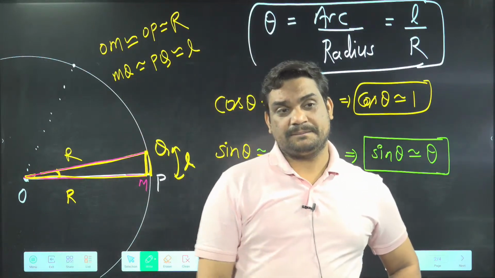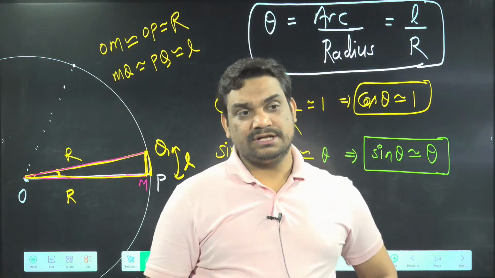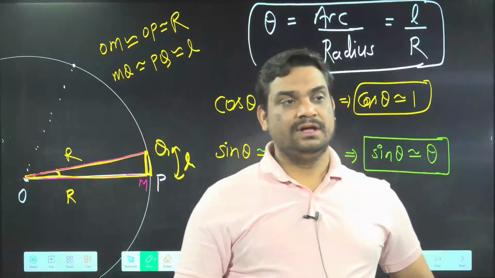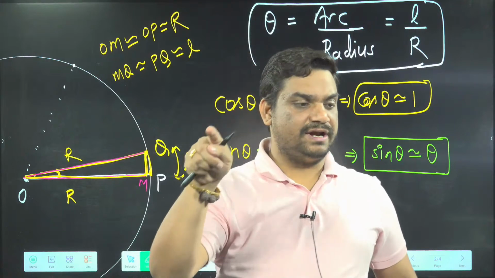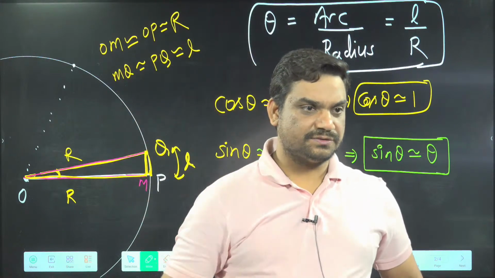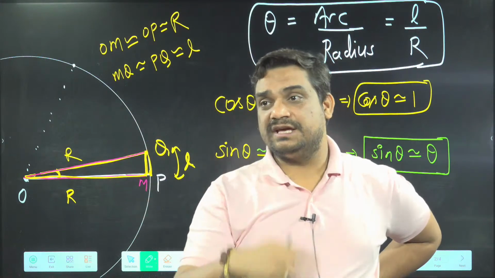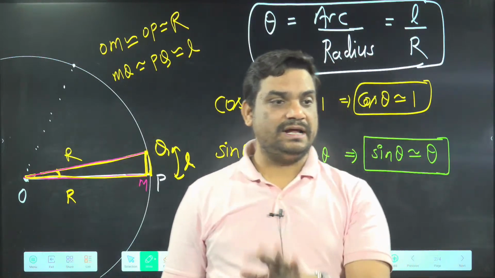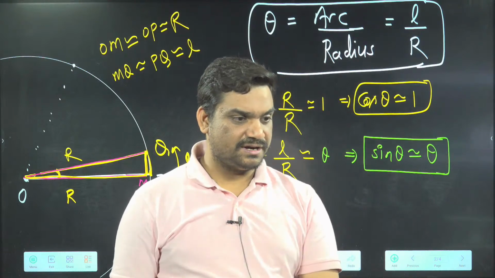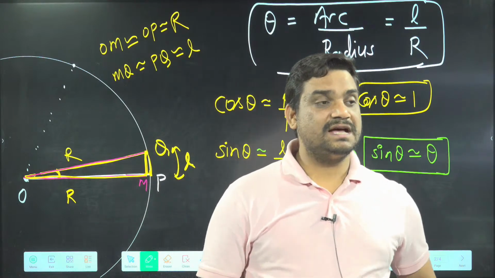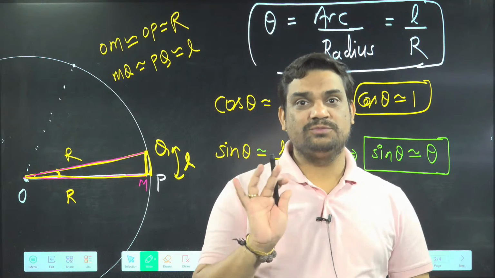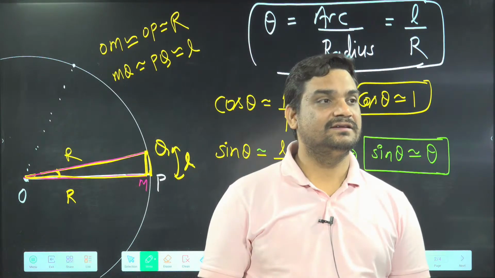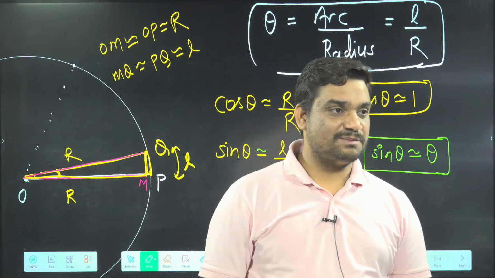Sine 2 degree is there. Then what can we say? 2 into pi by 180, pi by 90 will be the answer. Suppose 3 degree is there, then what will be the answer? 3 into pi by 180. What will be the answer? 3 into pi by 180 means pi by 60 will be the answer.